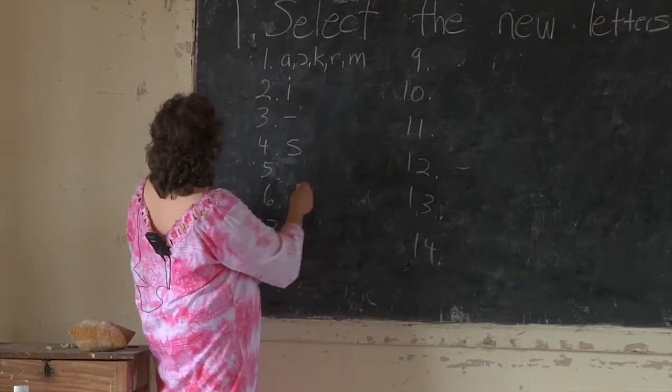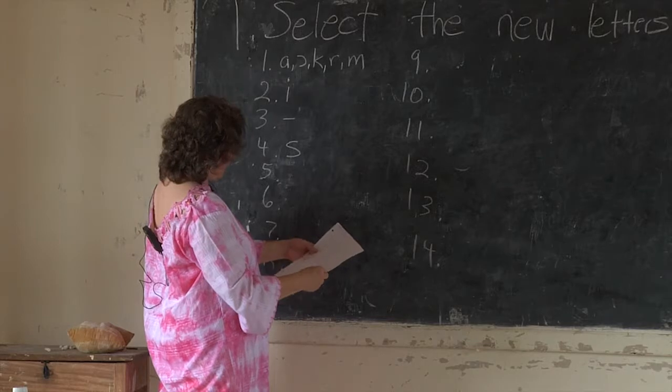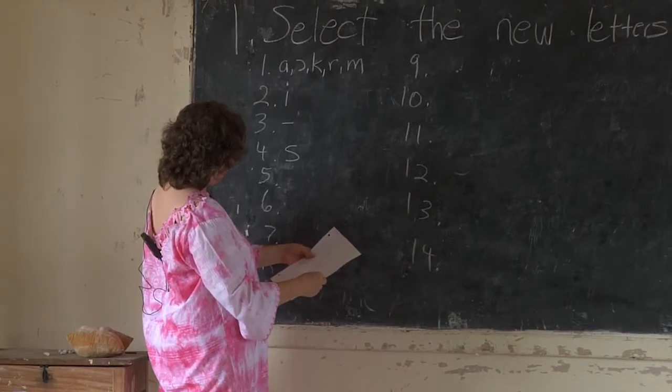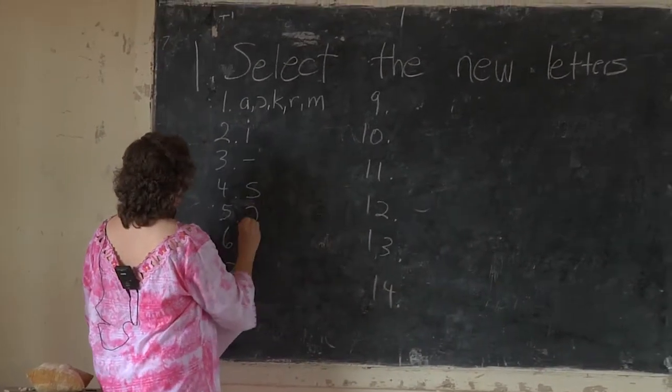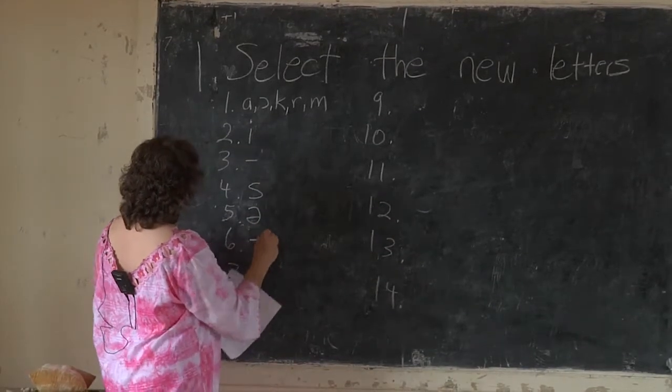So for S, so let's maybe 4 and 5, let's see. Oh, that's a high one too. How about the schwa? And then lesson 6 we'll have a break.